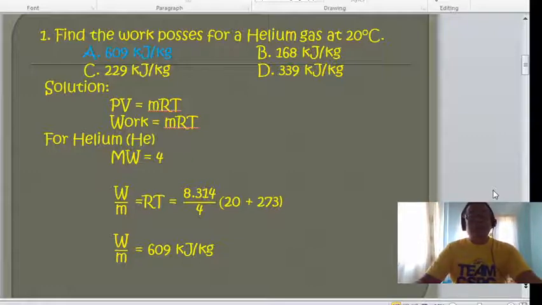So that is energy per unit mass. Substituting the value of R, which is the universal gas constant 8.314 over the molecular weight, is equal to R for the helium, multiplied by the temperature of 20 plus 273. Therefore, the work per unit mass is equivalent to 609 kilojoules per kilogram, where the answer is letter A. Okay? So, class, I think it is clear to everybody.